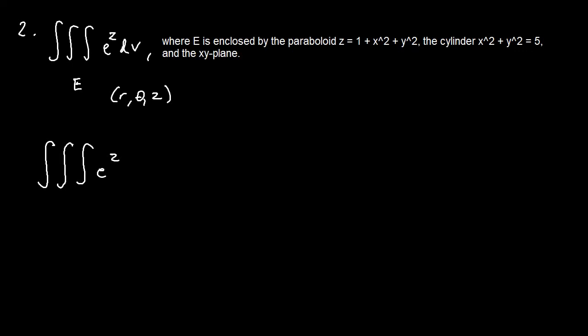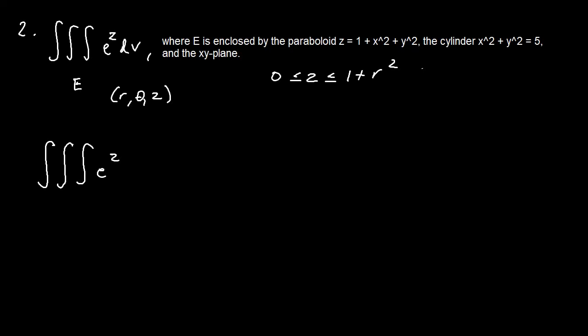So first of all, we know that E is enclosed by the paraboloid, which is in the form z equals some function, and the xy plane. The xy plane, notice, is when z equals 0. So we're basically going from the xy plane all the way up to this function here. So we're going from z values of 0 to 1 plus x squared plus y squared. Now this is cylindrical coordinates, so we need to convert. x squared plus y squared once again is going to be r squared. So instead of 1 plus x squared plus y squared, we can say z ranges from 0 to 1 plus r squared.